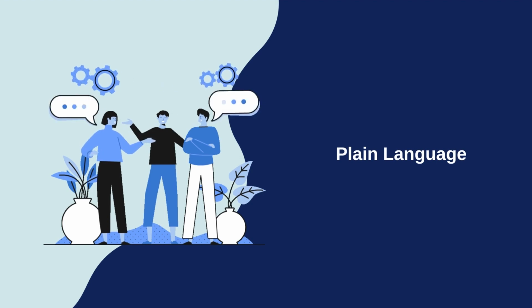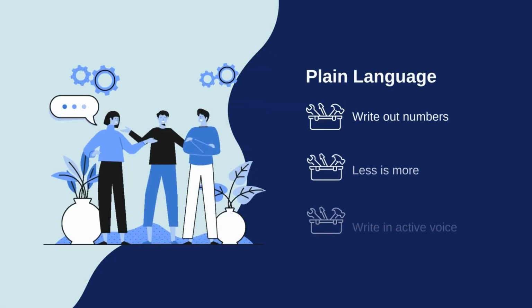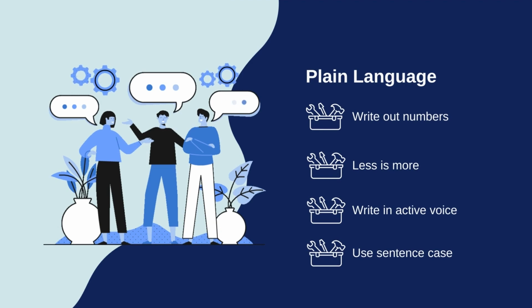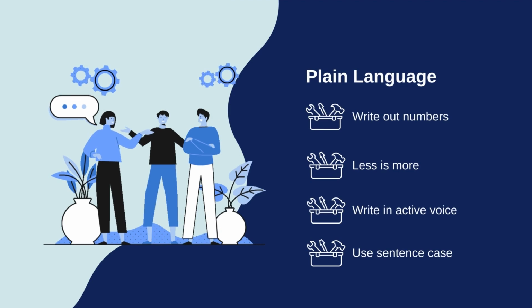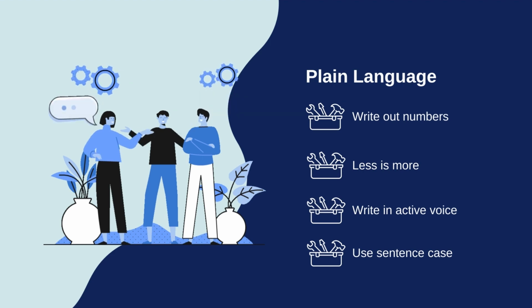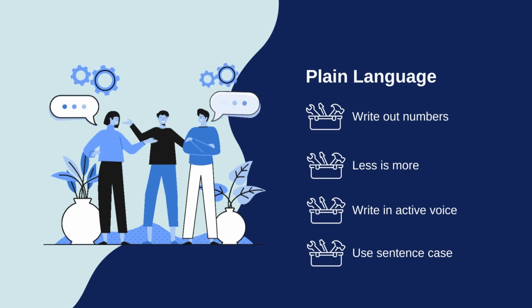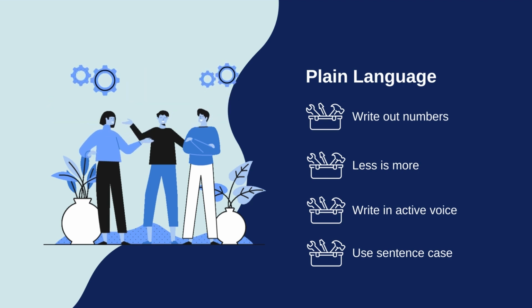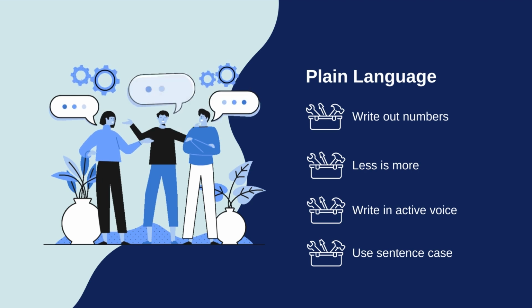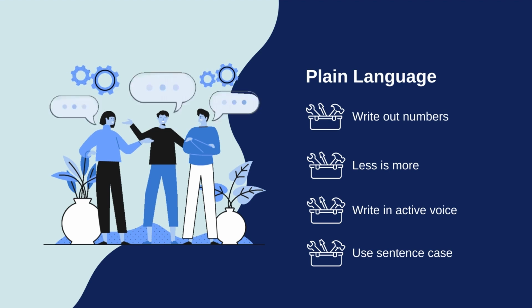If you add text to these templates, here are some tips for using plain language. Keep numbers written out as numbers instead of spelling them out. Less is more. Too much information can counterintuitively lead people to understand less. Instead, consider adding links or a QR code to send voters to your website for more information. Write in active voice most of the time. Write text in sentence case, not all caps or all lowercase.